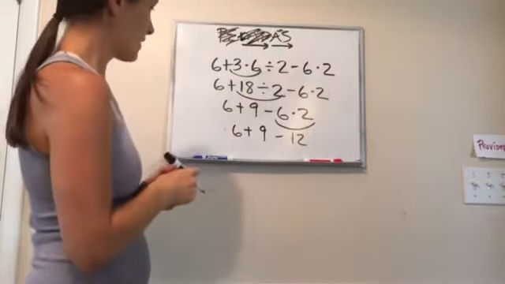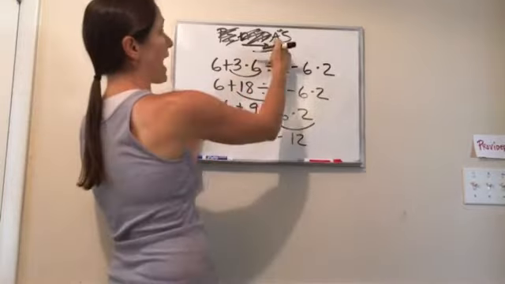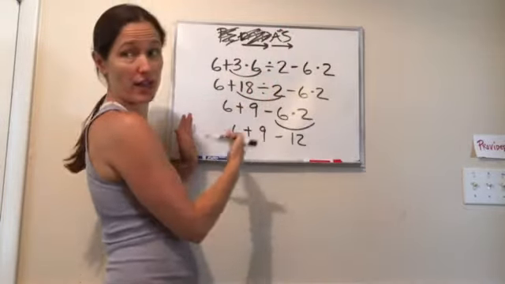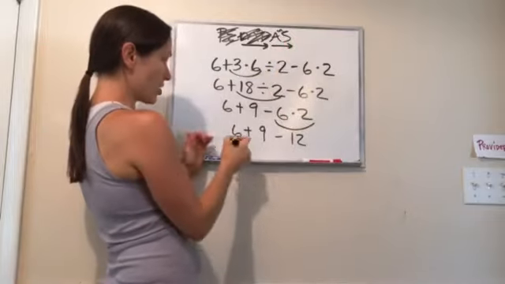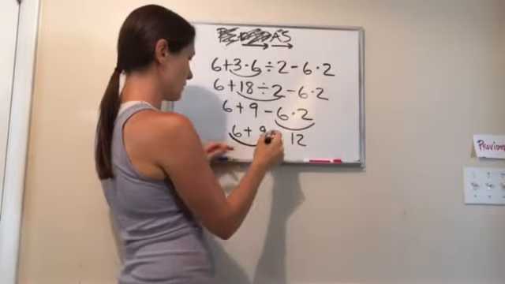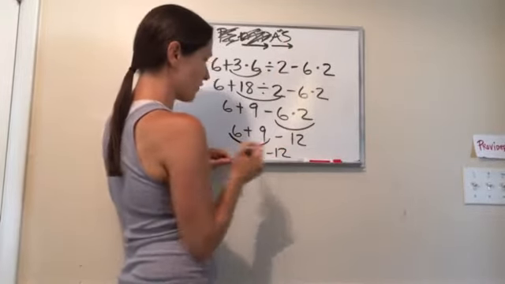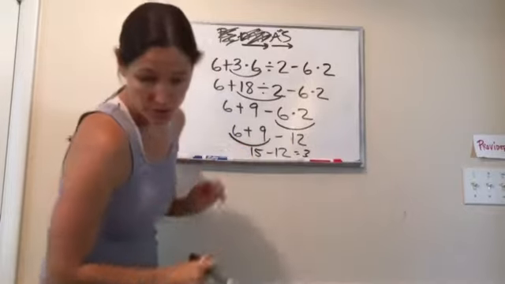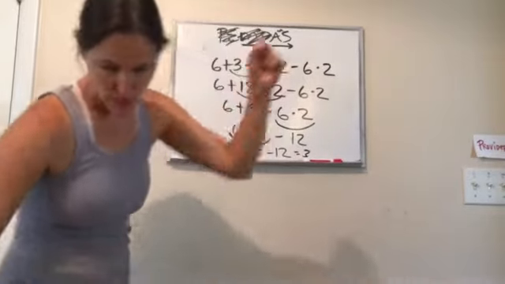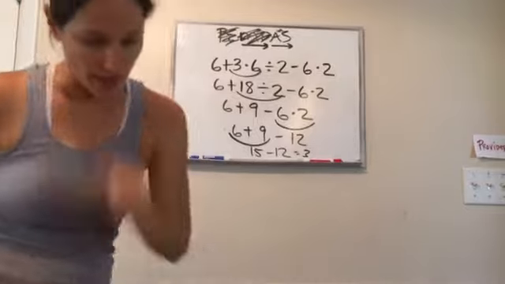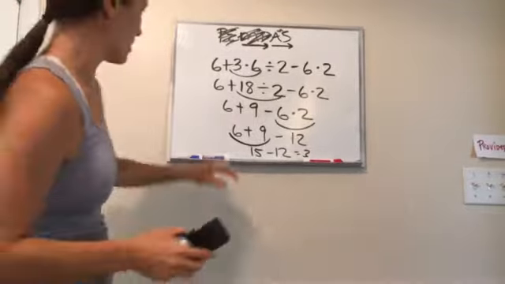Now let's go to adding or subtracting, but you're going from left to right. See that arrow? So what is 6 plus 9? 15. 15 minus 12? 3. The answer is 3. Are we correct? Yes, we are. Got it? So that's a little bit more on order of operations.